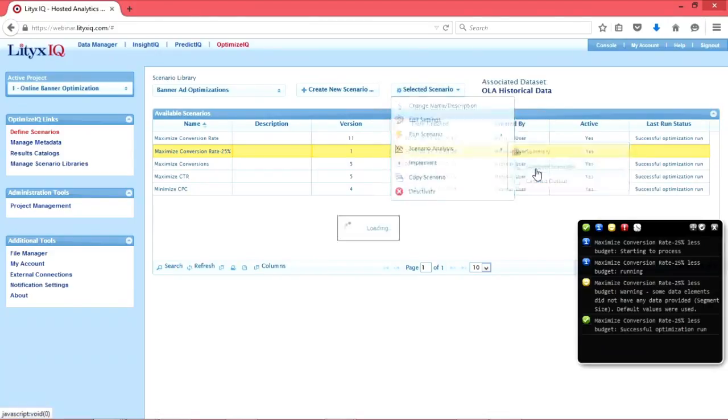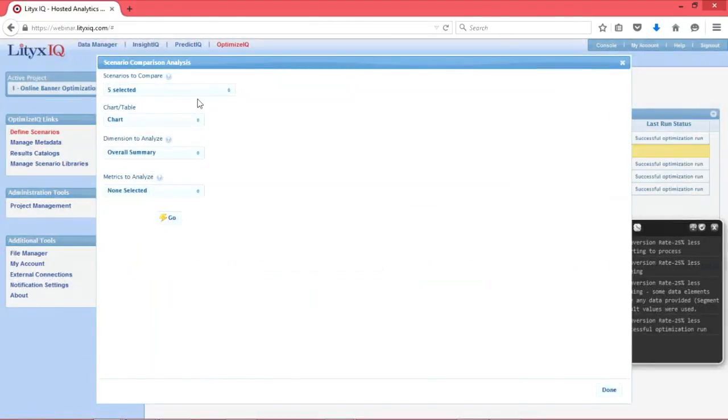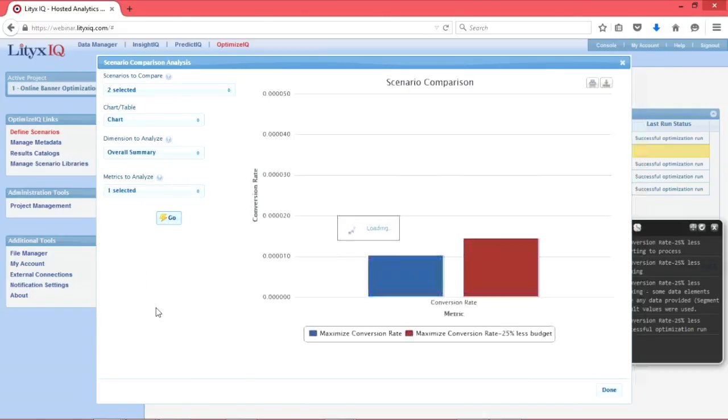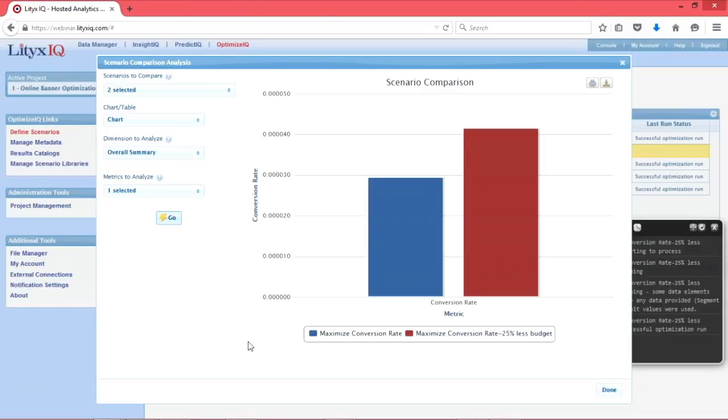I'm now going to come back into our compare scenarios, and we have 5 up here now, but I really want to just focus on the first 2. So let me pick those 2 and take a look at, let's say, conversion rate as a comparison metric. Remember, our goal in both of these problems was to maximize conversion rate, just with different size budgets. And so you can see, we can start talking about that trade-off now.